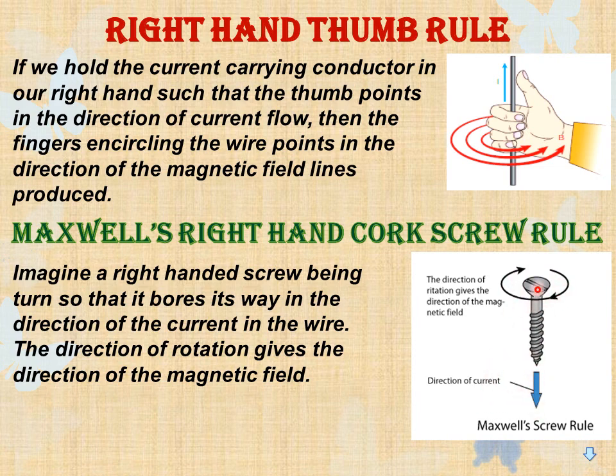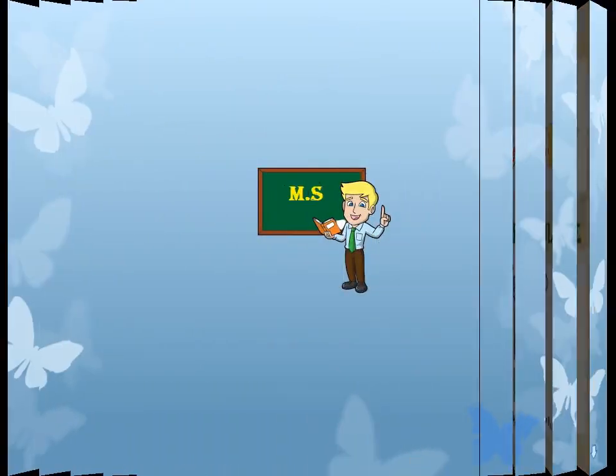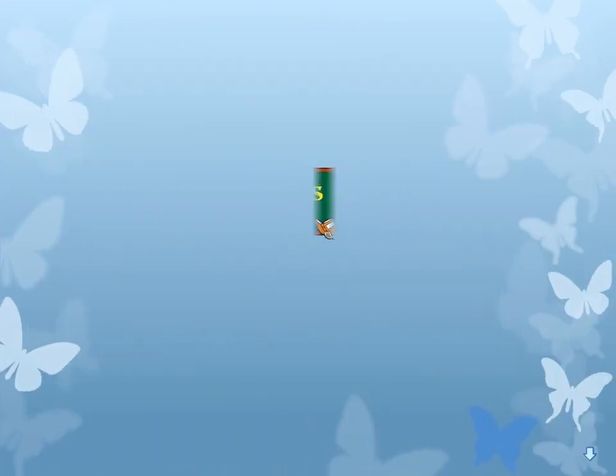If you nail the screw inside, then you can take that as the direction of current and the turning side as the direction of magnetic field, which is Maxwell's screw rule. Biot-Savart law.